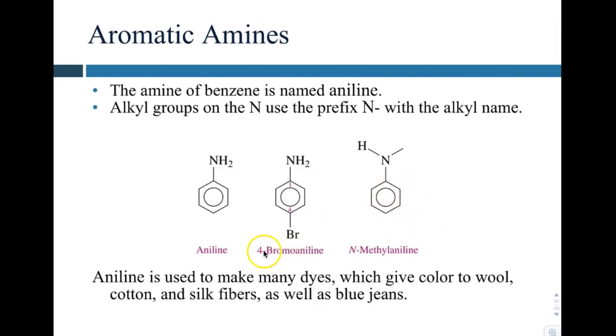And so here we put a number of carbons to show me that it's 4 carbons away for bromo. But here, the methyl group right here is not hanging off of the ring, so it's not part of the ring structure. It is hanging off the N. And so it doesn't have a carbon number, it has the nitrogen to tell me where it is.